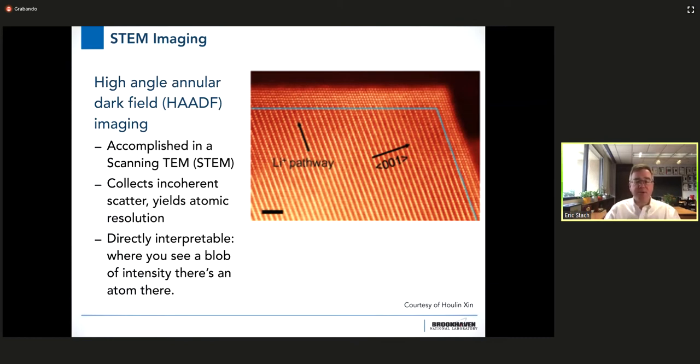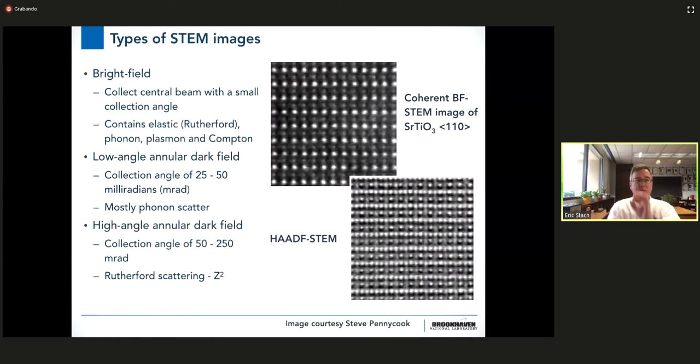You can also instead collect the direct beam. That's called a bright field STEM image. You can collect the low angle scatter. That turns out to have some slightly different information. And so if you go to a modern STEM instrument, it'll have a number of detectors and the ability to change the collection angle.